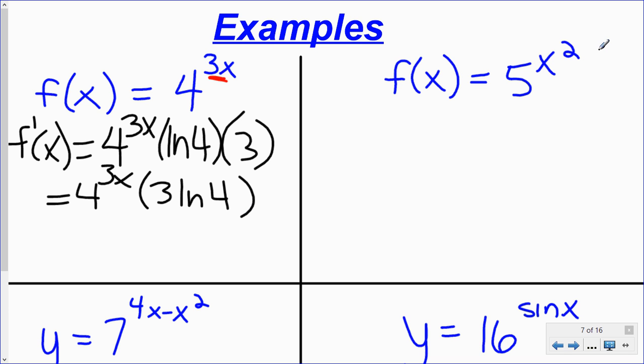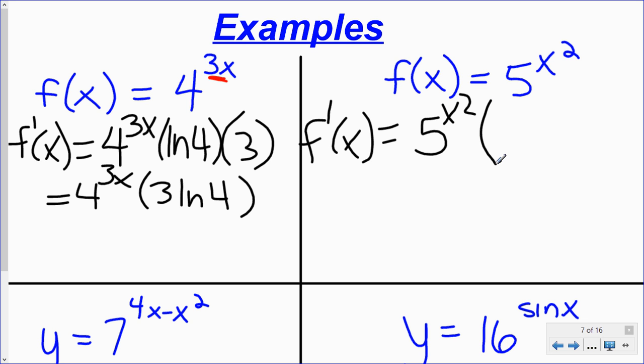Okay, next example, f of x equals 5 raised to the x squared power. Again, to find the derivative, you always start with the same function, times the derivative of the exponent. The derivative of x squared is 2x, but then also times natural log of the base, and the base is 5. So our derivative is 5 to the x squared power times 2x times natural log of 5.